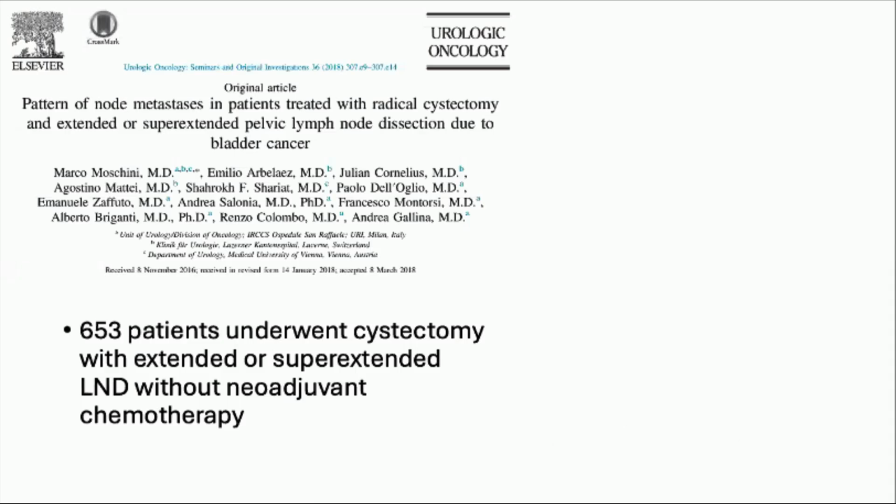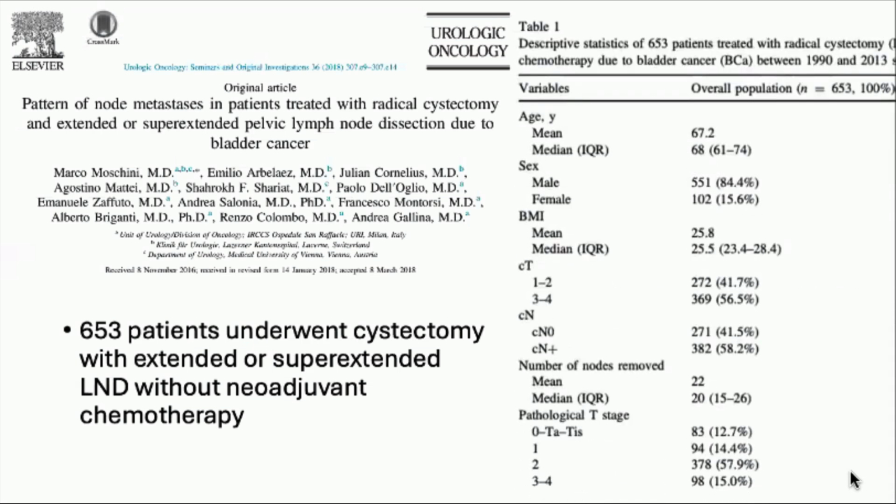So this is one of the earliest template mapping studies for nodal metastatic disease in bladder cancer. They had 653 patients who underwent radical cystectomy with extended or super extended pelvic lymph node dissection without neoadjuvant chemotherapies, which is great, so you can see the true extent of disease, between 1990 and 2013. Interestingly enough, looking at this chart, we see that almost 60% of patients actually had clinical stage cN positive disease.